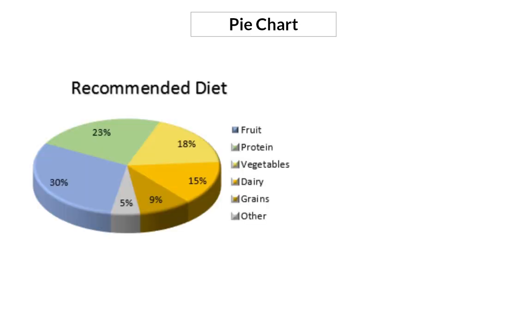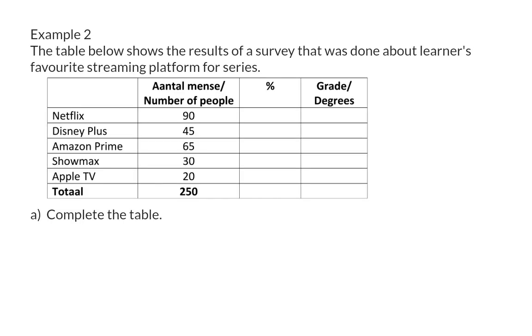The next option for representing data is a pie chart. A pie chart is useful when you want to show how the data is broken up into percentages. Therefore, you need to be able to do calculations with percentage. Let's have a look at an example. Example 2. The table below shows the results of a survey that was done about learners' favorite streaming platform for series. Question A, complete the table.